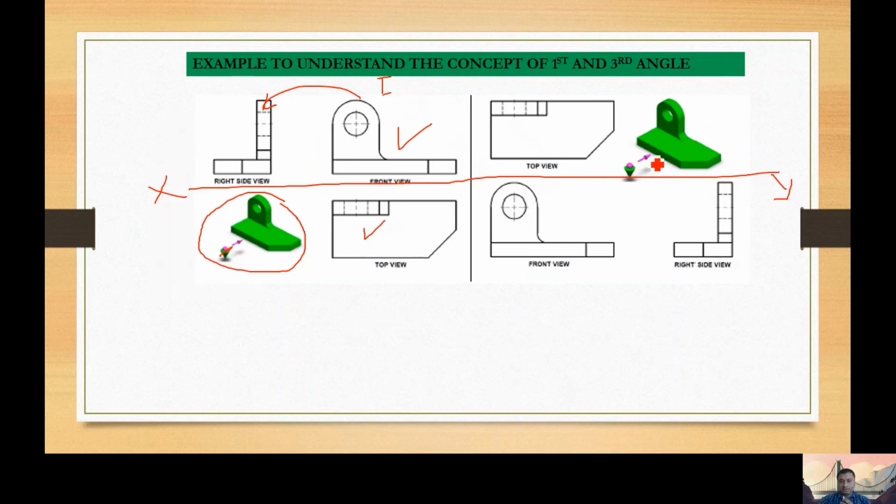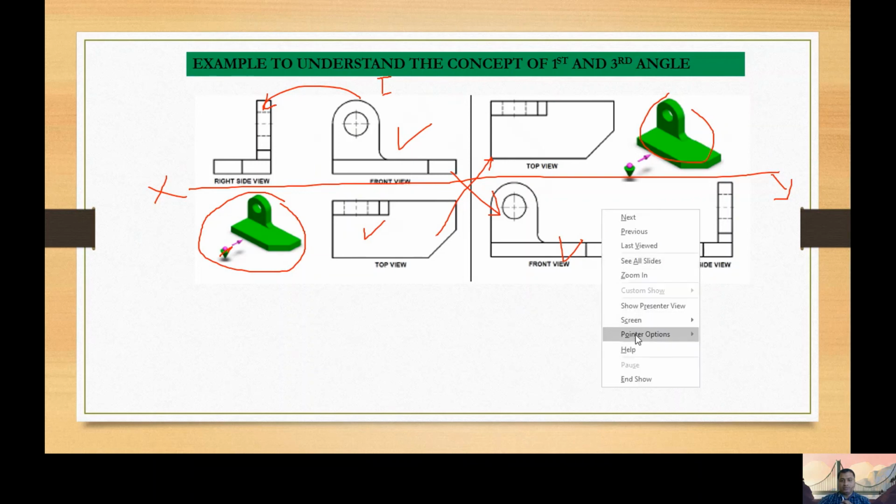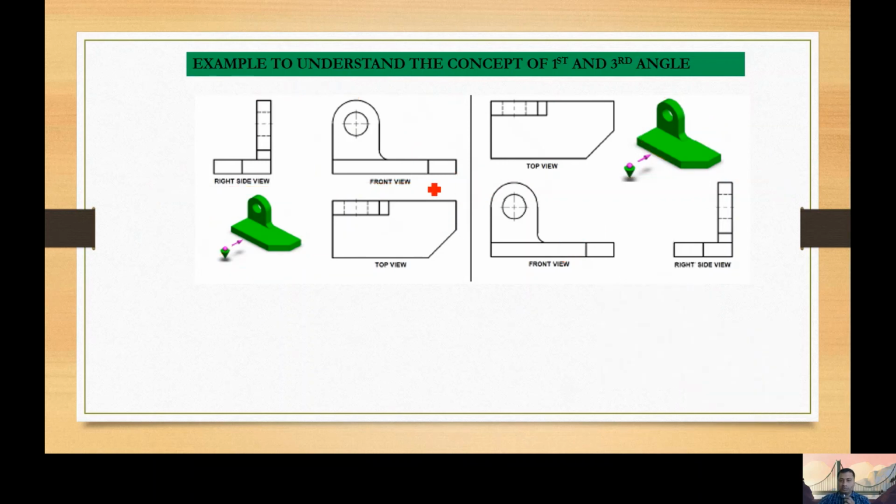Now coming back to here, this is again the same object. Seeing from the front, now the front view is below. The front view is here, the top view has become here, and the right side view is on the right of the front view. Please try to observe both angles. In the first angle the front view was above, and in the third angle the front view is below. In the first angle the top view was below, and in the third angle the top view has moved above. The right side view, which was on the left of the front view in the first angle, appears on the right of the front view in the third angle.